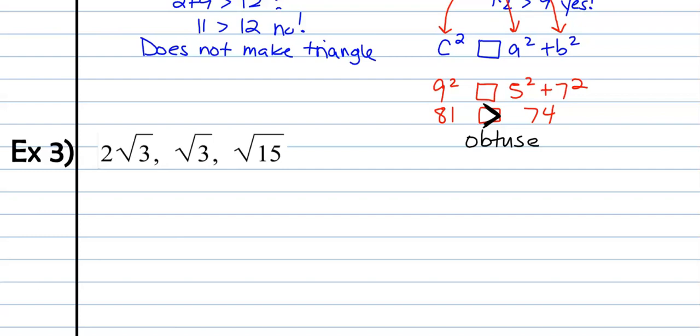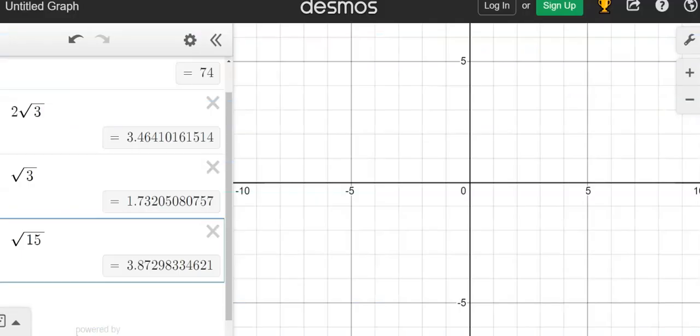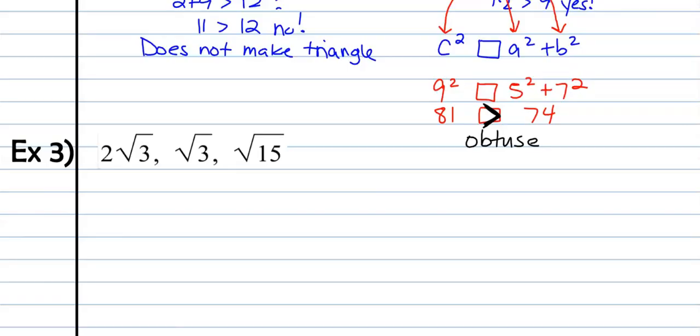So I'm going to grab a calculator and I'm going to do 2 square root of 3, square root of 3, and square root of 15. So those into Desmos, and it looks like the biggest one is the square root of 15, which is about 3.87, which doesn't really matter. We don't need those decimal approximations at all. Like I said, we just needed to know which side was the biggest. So square root of 15 is the biggest side. So when we go back here, we're just going to label these as what they were. So this was our largest, and this must have been our middle, and this was our smallest side.